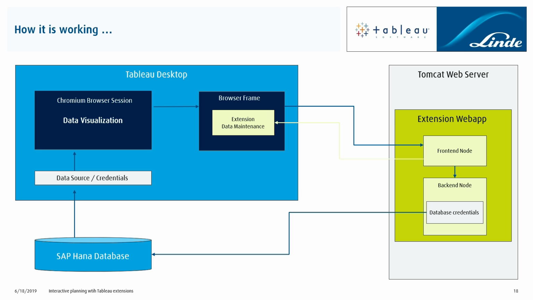And the final solution now is that we have built up a complete web server with the front-end node for the visualization, with the according back-end node managing the credentials and the access to the database, and then having the direct link and the direct update in the database again. And then the user can refresh the data into the desktop again, and then the updated data is available.